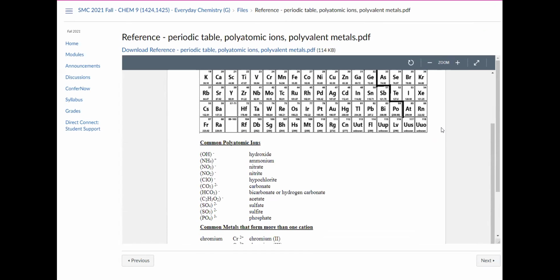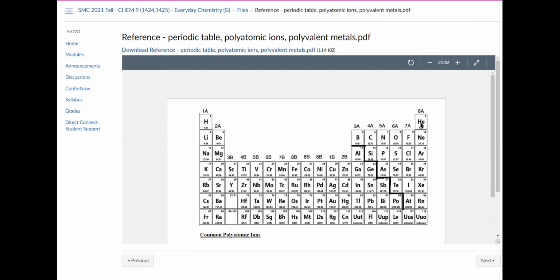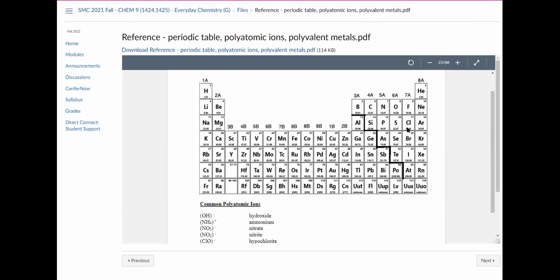Now, one thing that Zoom doesn't do is it does not allow for multiple screens. So on this screen, I'm going to trust that you guys have a periodic table in front of you. I'm grabbing mine right now. Have a periodic table. Why do you need a periodic table? You need to use the periodic table for the family numbers.